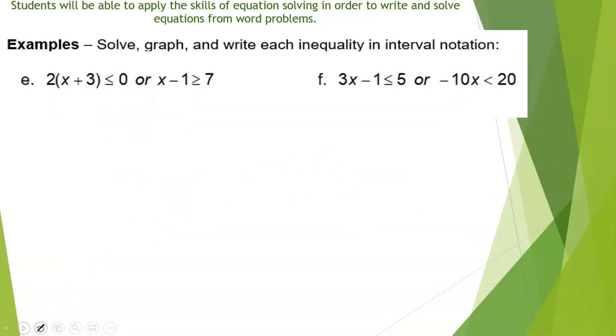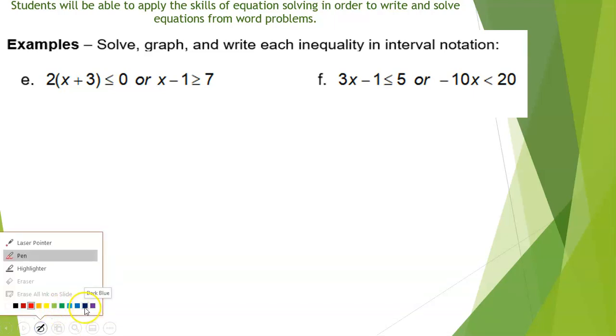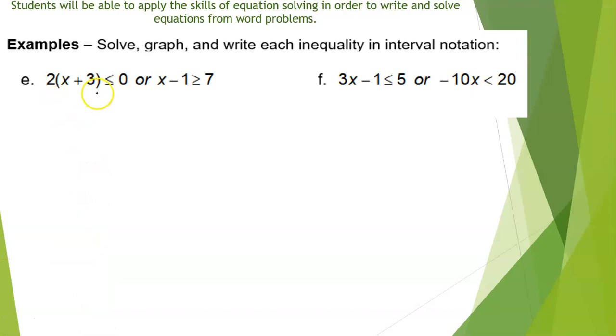All right, so now we have two more or questions to solve here. We're going to solve this first inequality. It says 2 times the quantity x plus 3 is less than or equal to 0. So when we solve that, we do 2x plus 6, because 2 times 3 is 6, is less than or equal to 0. We subtract 6, so 2x is less than or equal to negative 6. And then we divide by 2, and x is less than or equal to negative 3.